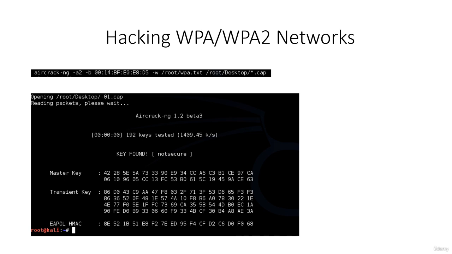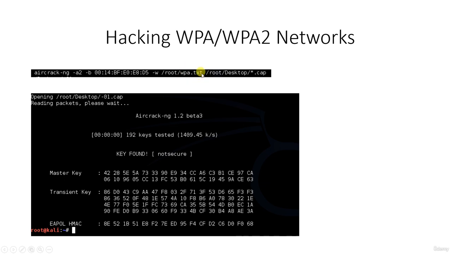Now open a new terminal and type this command. So -a is the method that aircrack will use to crack the handshake, and 2 is the WPA method. -b stands for the BSSID. Replace this one, as I previously told, with your target router. So mine is this one. -w stands for word list. So replace the path. So this is the word list.